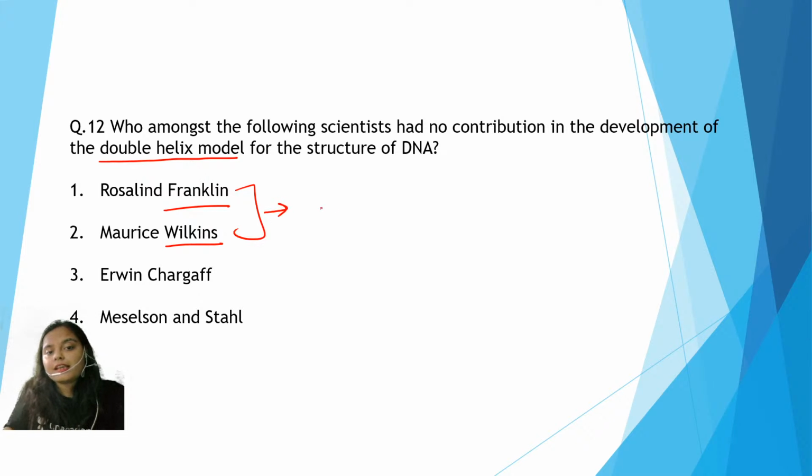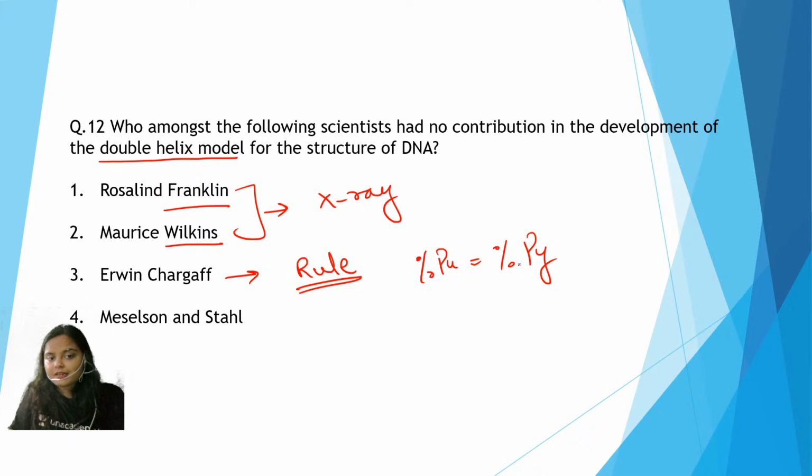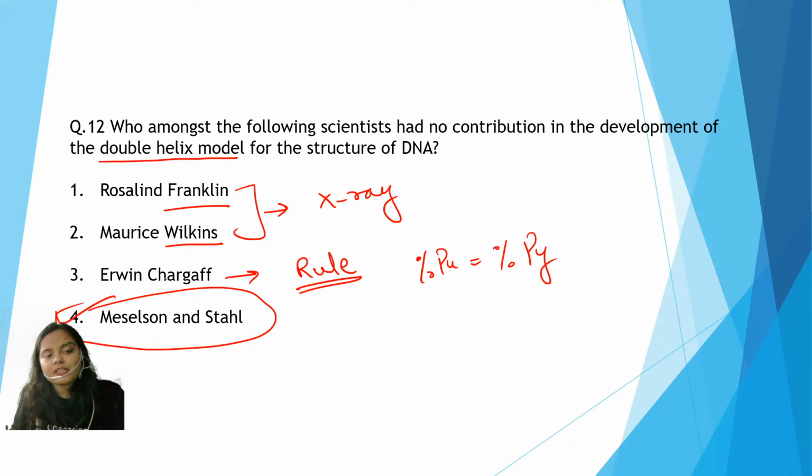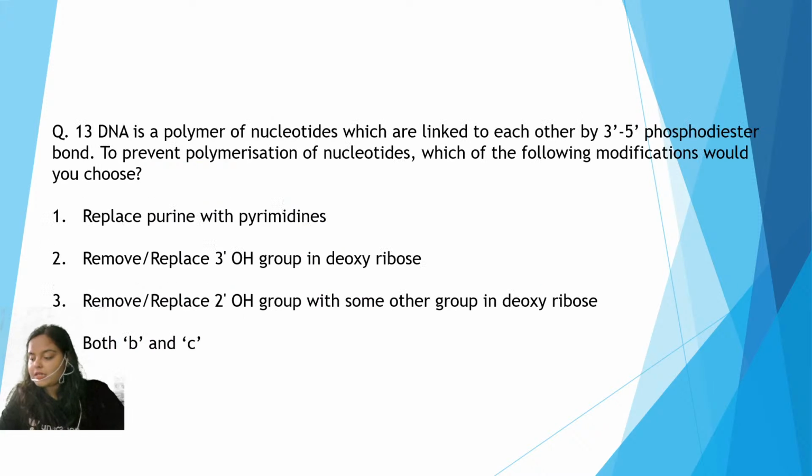They together gave us the X-ray crystallographic image of the DNA. Chargaff gave us the Chargaff rule, right? About the Chargaff rule, that the percentage of purine is equal to the percentage of pyrimidine in the structure of double-stranded DNA. But Meselson and Stahl proved the semi-conservative method of DNA replication. They have no role in describing the double helical model of the DNA. So the fourth option is the right option. Absolutely correct, Karthik.